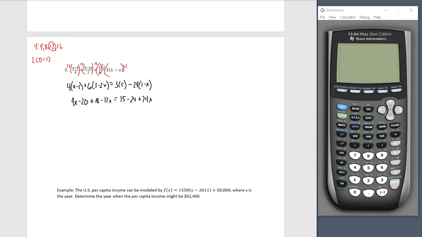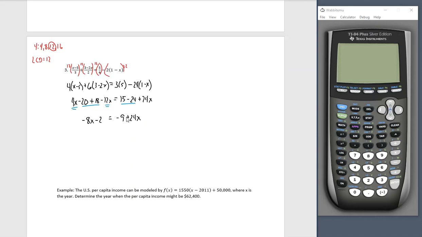Now on each side I'm going to combine like terms. On the right side I have some numbers that combine. On the left side I have some numbers that combine and some variable terms. So the 4x minus 12x is negative 8x. A negative 20 and a positive 18 is a minus 2. Equal sign. 15 minus 24 is negative 9 and plus 24x.